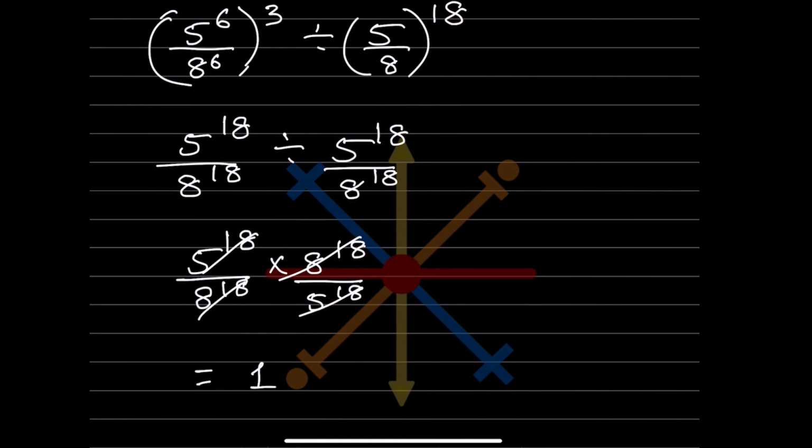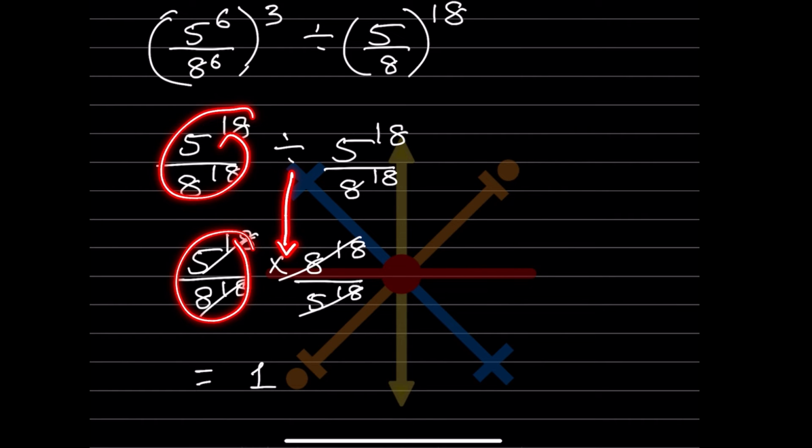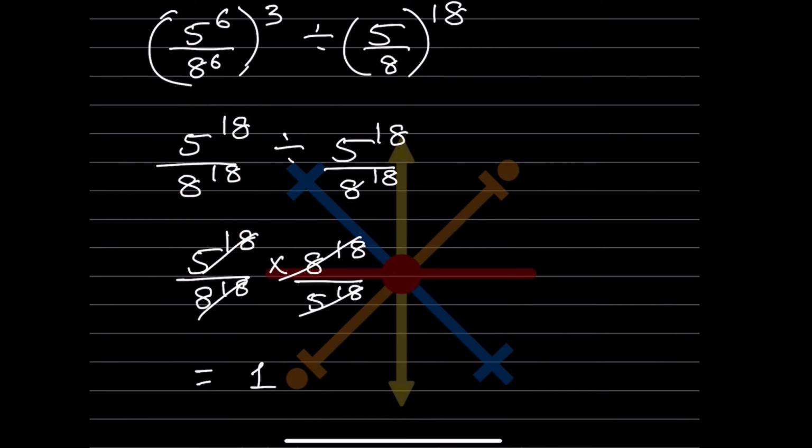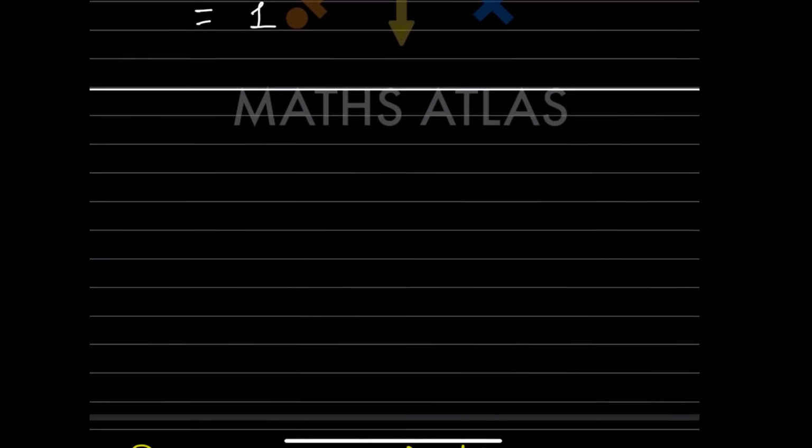So now we will write this the same. Now this is division, we'll make it to multiplication. Since we have multiplied this, this will get flip over. So 8 by 18 divided by 5 by 18. So this is going to be 1. Again, this is going to be 1. So the whole answer, this is 1.